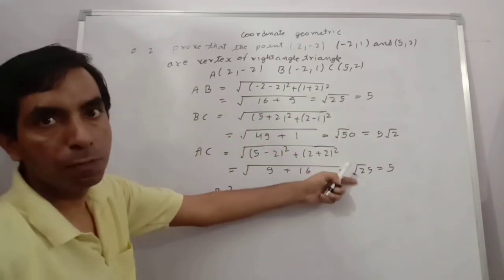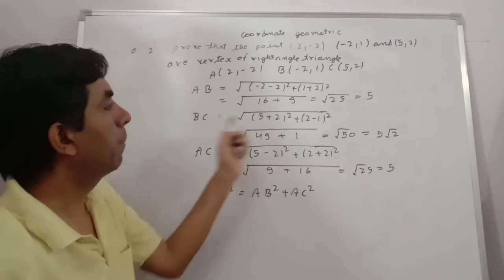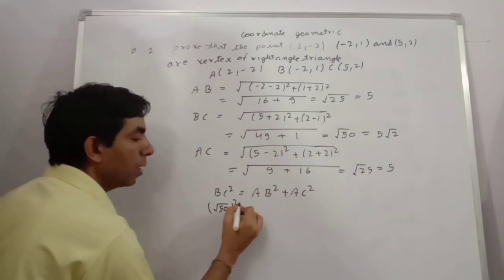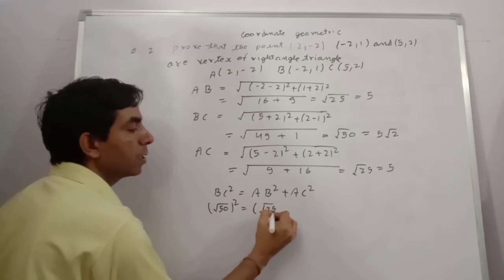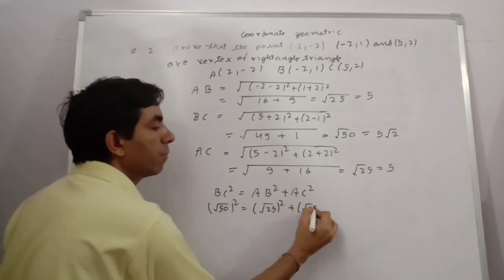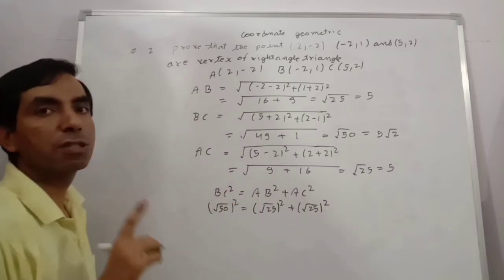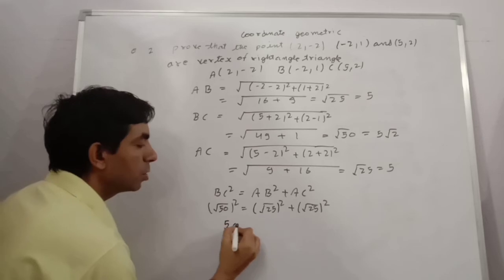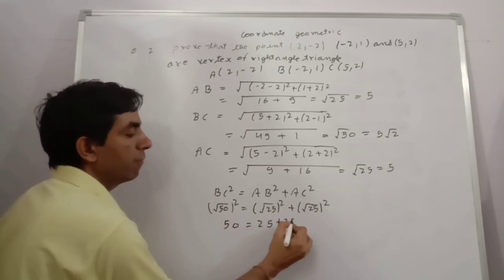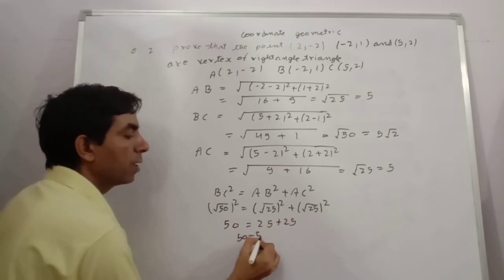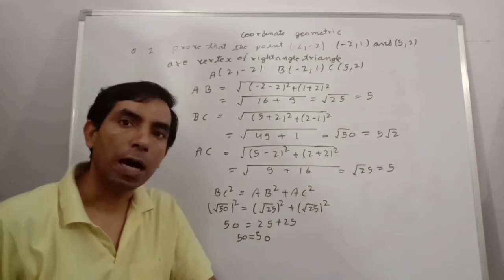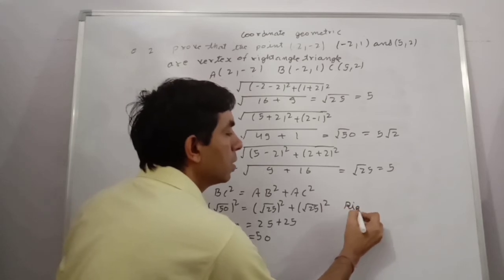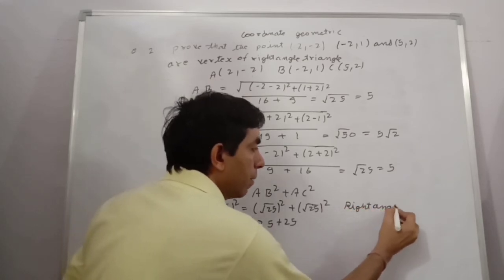By observing we see that BC is the largest side. So write the values: root 50 square equals root 25 square plus root 25 square. After taking the square of any square root, the square root will be cancelled. Then we get 50 equals 25 plus 25, then 50 equals 50. Here the Pythagoras theorem is proved. So it is a right angle triangle. By this calculation we find the name of the right angle triangle.